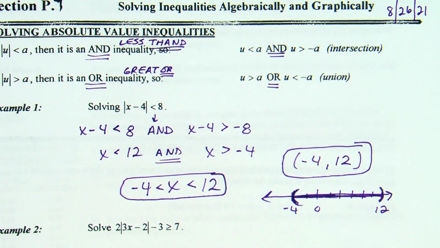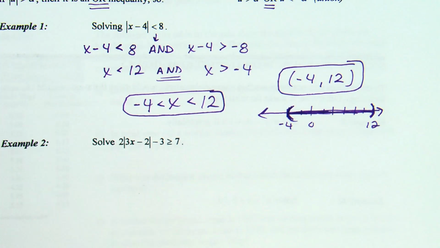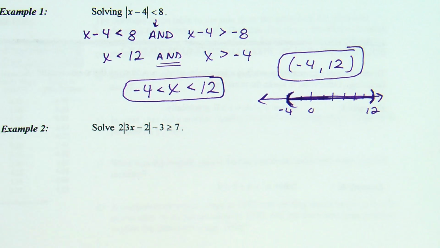Does that ring some bells? Okay. Let's try example 2. 2 times the absolute value of 3x minus 2, minus 3, is greater than or equal to 7. What am I going to ask first? Is it isolated? Is my absolute value expression isolated? No. So don't try and solve it right now.